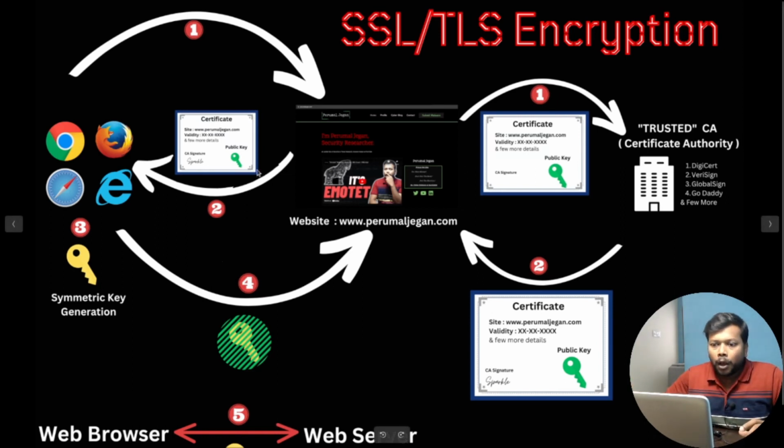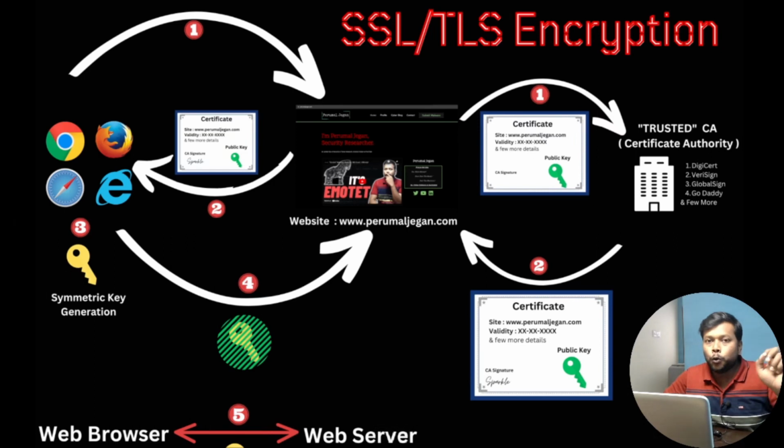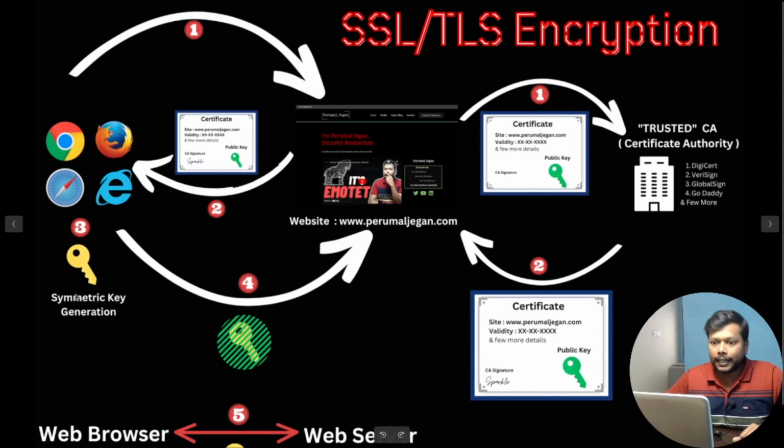Okay, now once it obtained the certificate from the website, this web browser creates the symmetric key. It generates a symmetric key. As I mentioned, a symmetric key is a single key used to both encrypt and decrypt the data. Now, once it generated the symmetric key, what does it do?